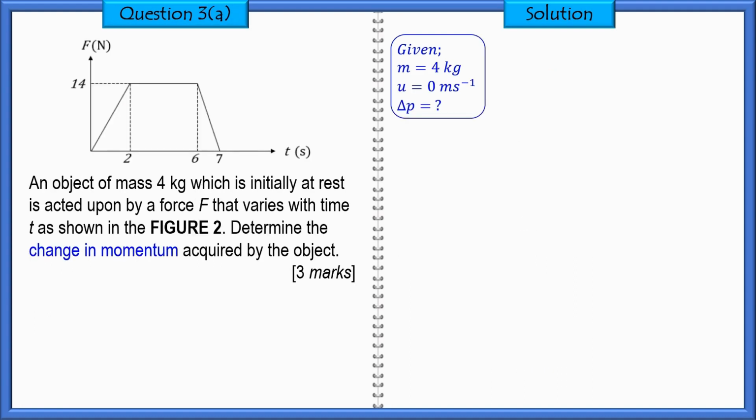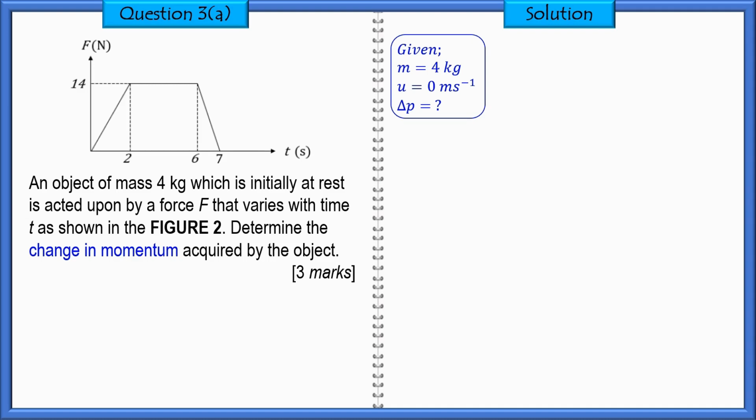For question number 3a, an object of mass 4 kg, which is initially at rest, is acted upon by a force F that varies with time t. Okay, referring to the first statement, we know that the mass of the object is 4. Just list all the information given. And initially at rest, meaning that the U is equal to 0 meters per second. You need to determine the change in momentum acquired by the object.